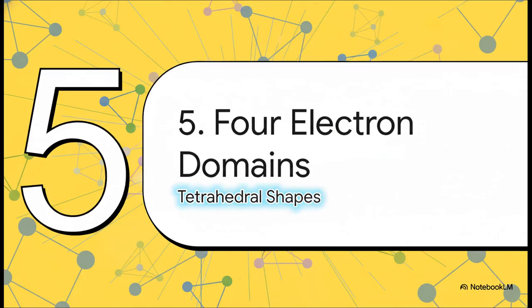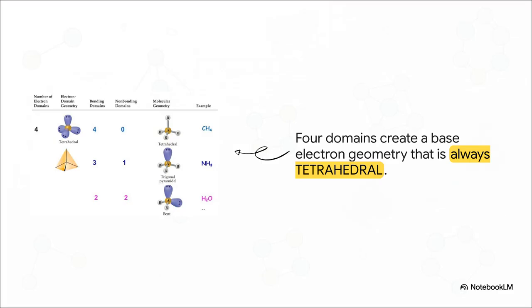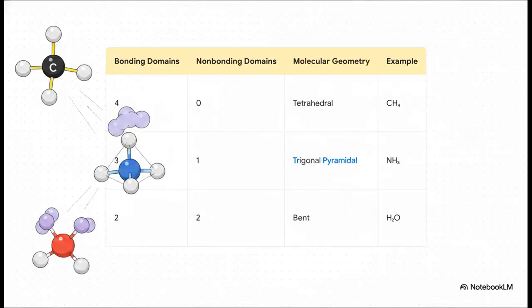And that brings us to our last section for today, Section 5, 4 electron domains. This is where we get those classic tetrahedral shapes you see all the time. And you can probably guess the pattern by now. When you've got 4 electron domains, they push each other into that 3D shape, the tetrahedron, because that's the only way to get maximum distance. So the base electron domain geometry for any molecule with 4 domains is always tetrahedral. Lock that in. Okay, let's break this down using the table.